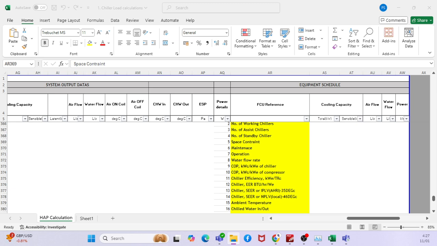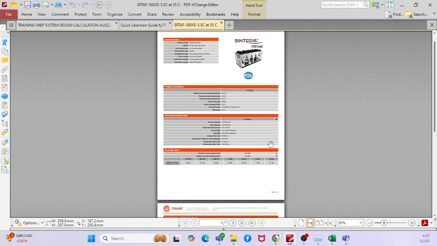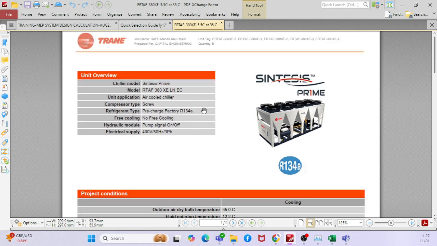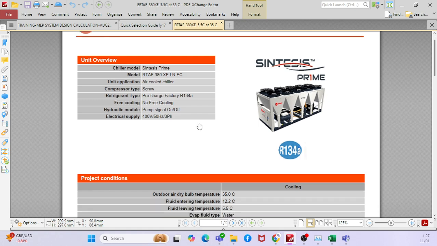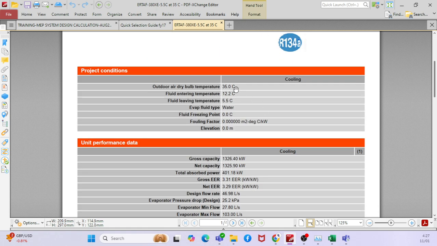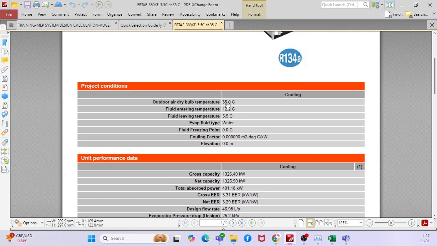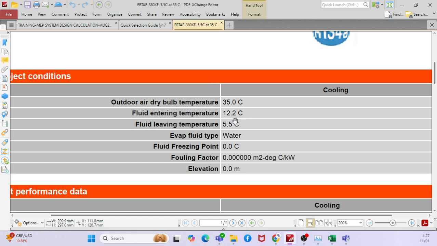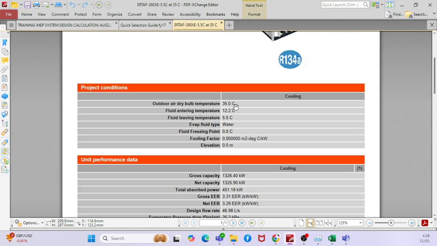If you go to any chiller manufacturer, you will get one of the manufacturers like Trane. As I told you last time, there is the air cooled chiller, the compressor capacity. Then you talk about 35 degrees Celsius ambient temperature, fluid entering temperature, leaving temperature. Say for example, this is based on one of the chiller manufacturers. They give you 5.5 and 12.2, whereas if you go to Daikin, they give 5 and 12. This slightly varies depending upon the manufacturer, and you have the evaporator fluid type, which is water.